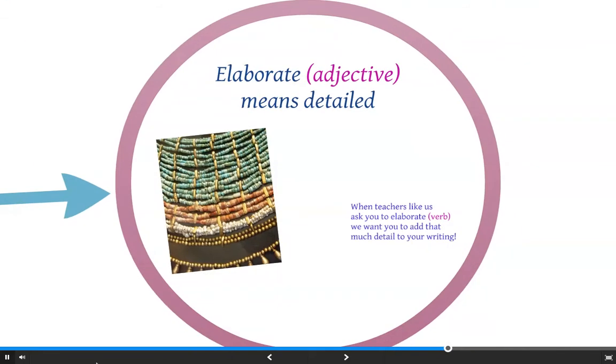As I mentioned earlier, elaborate, remember it ends in an "it" sound, is an adjective. In this case, when we say something is elaborate, we mean more detailed, just like this beaded necklace you see in the picture. When something's elaborate, it means it has a lot of detail and complexity.